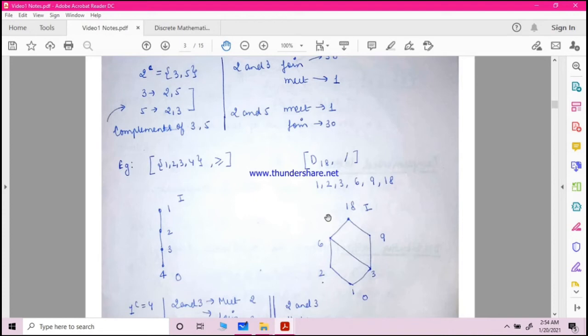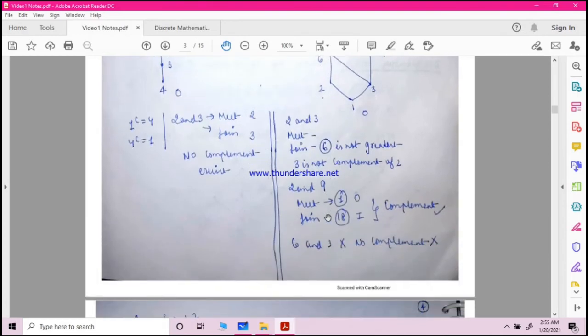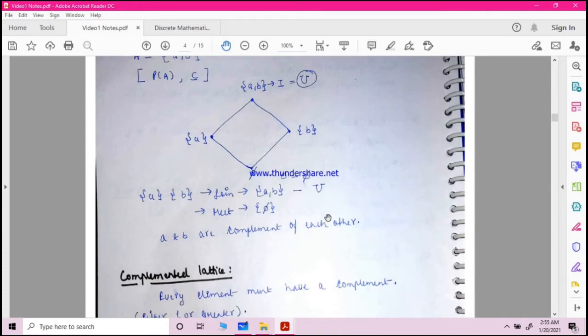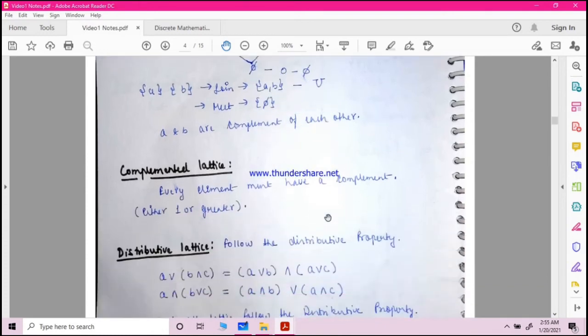Performing 2 and 9, at meet you get 1, and at join you get 18, and this is the complement. And again for the pair 6 and 3, there is no complement, and this is how you can calculate all the above. These are some examples, just go through them. So basically in a complemented lattice, every element must have a complement, either the highest or the greatest or the lowest.